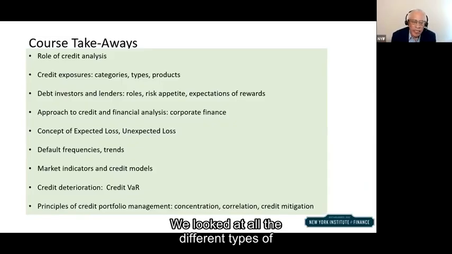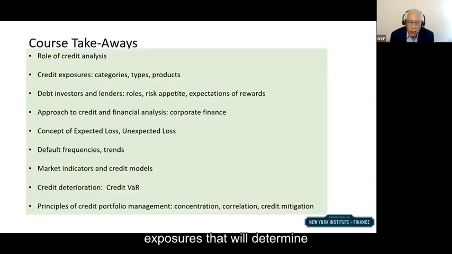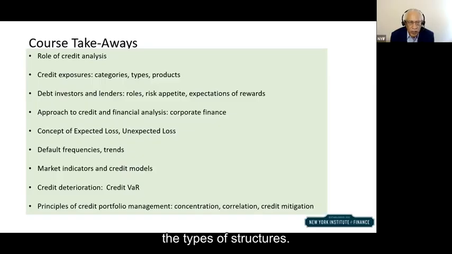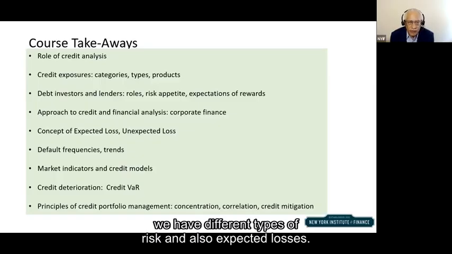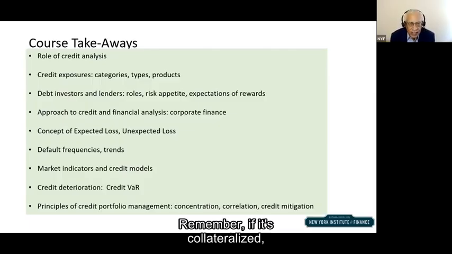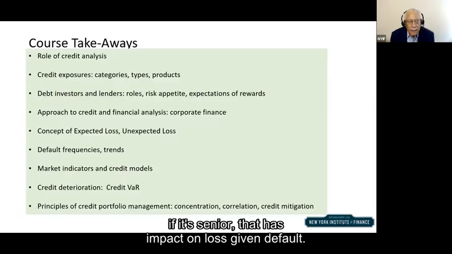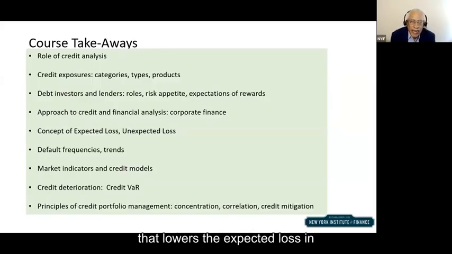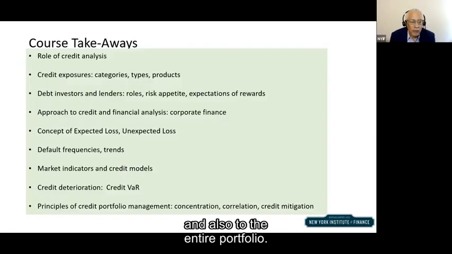We looked at all the different categories, types, and products of exposures. That will determine the depth of the analysis that we need to use, but it also helps us understand the types of structures. Based on different structures, we have different types of risk and also expected losses. Remember, if it's collateralized, if it's senior, that has impact on loss given default. And if we lower the loss given default, that lowers the expected loss in the calculation for the loan and also for the entire portfolio.